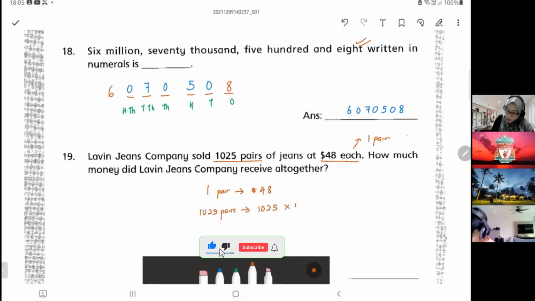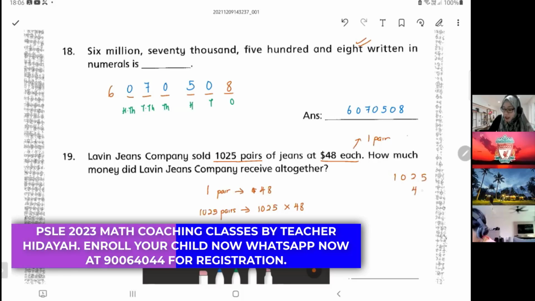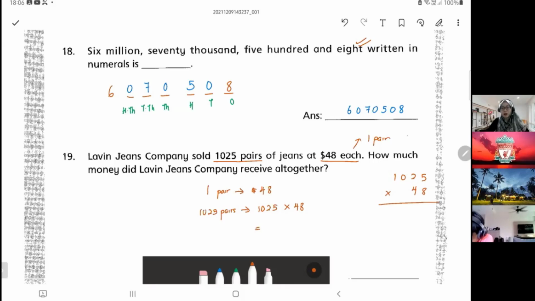1025 times 48. No calculator, then you do your long multiplication like that. This one, many will make very careless mistakes. Many are confused here. They don't know which one to times first, where to put the zero and whatnot. Okay, I'm not going to do that because this one you need to know how to do it. Answer is $49,200. Okay, have you marked your answers? Please mark along the way. All right.